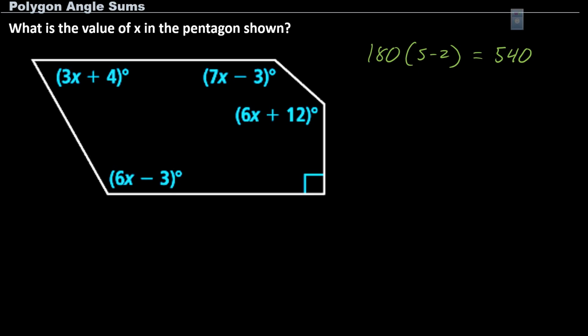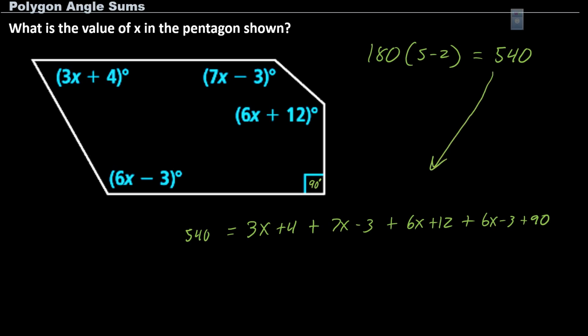So we cannot get an individual angle size, but because we have the sum, 3x plus 4 plus 7x minus 3 plus 6x plus 12 plus 6x minus 3 plus 90, all of that has to equal 540. So once you get the sum, you can add everything to it.